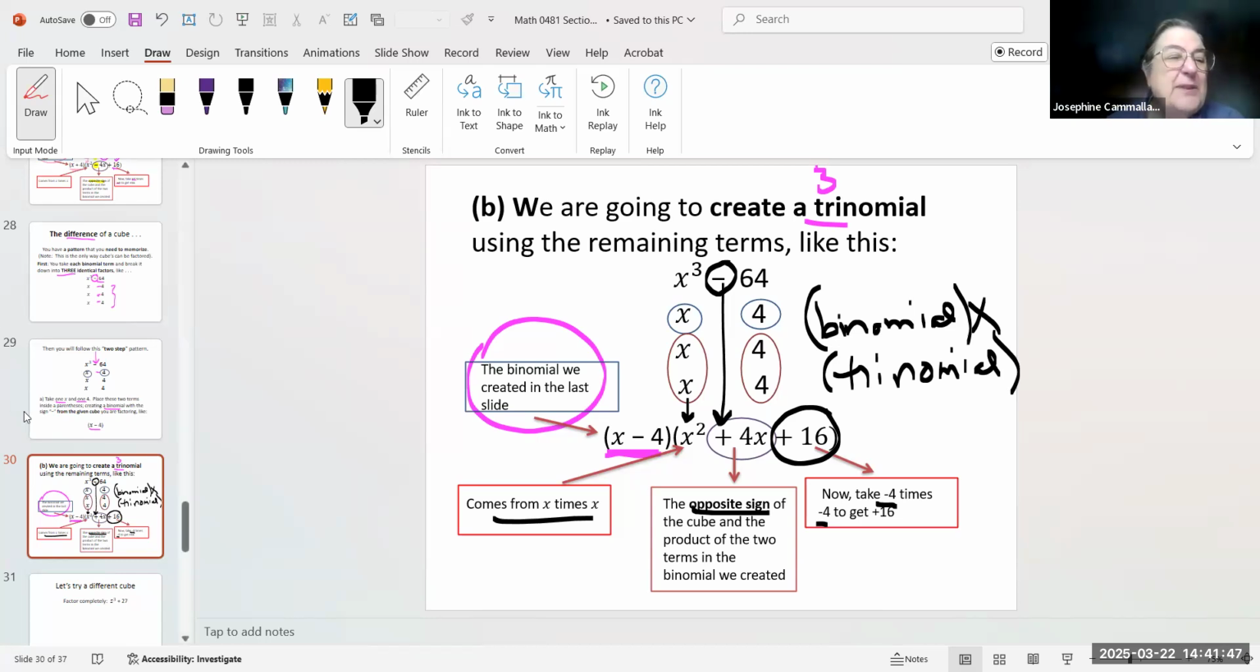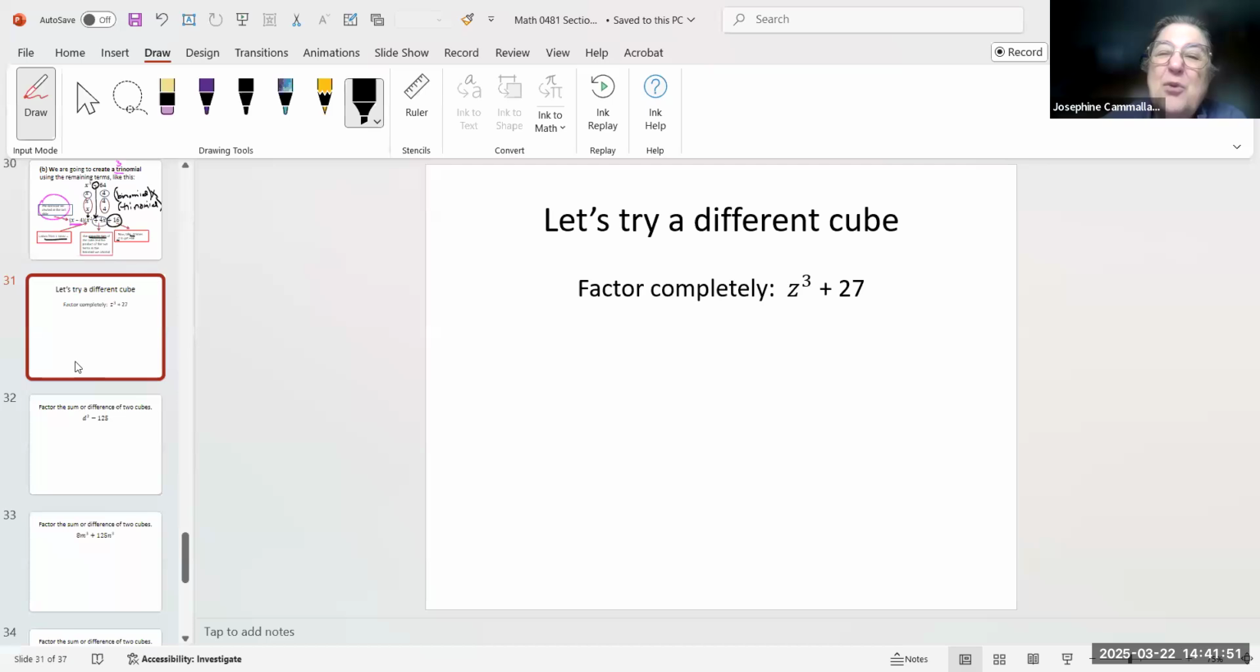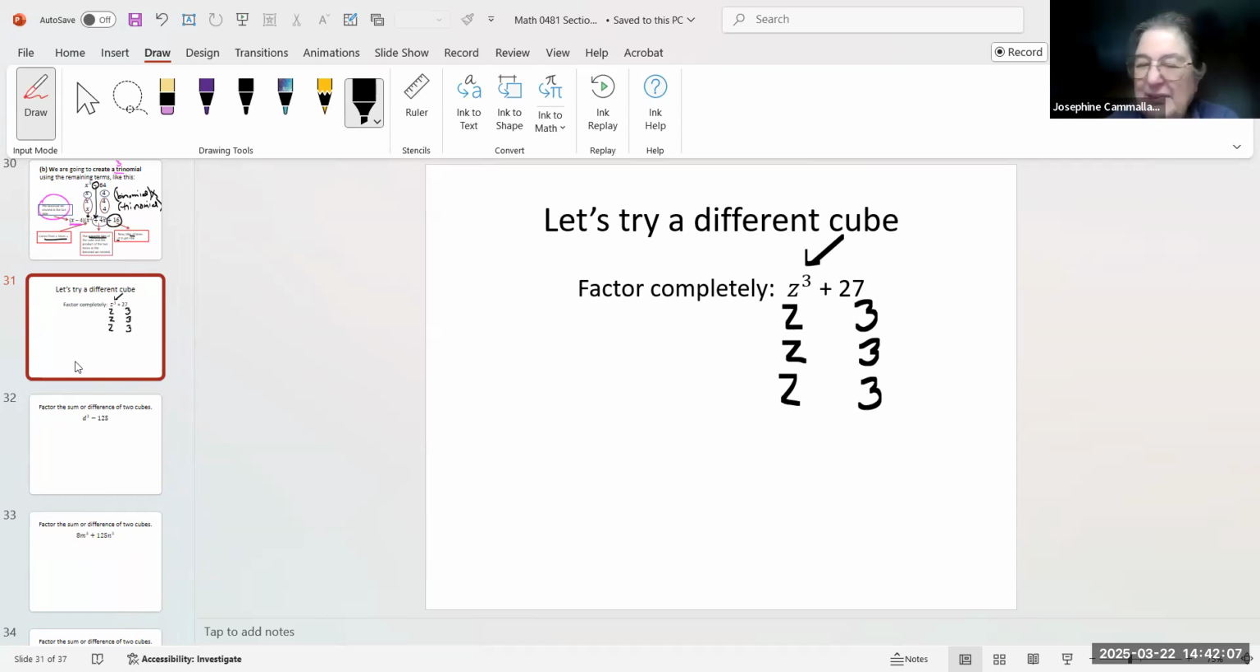Now, let's finish up these slides. Okay. Right away, notice I have a cube. Right here, there's my 3. Well, this is z, z, z. Now this is 3, 3, 3. Okay. Right here is the binomial.